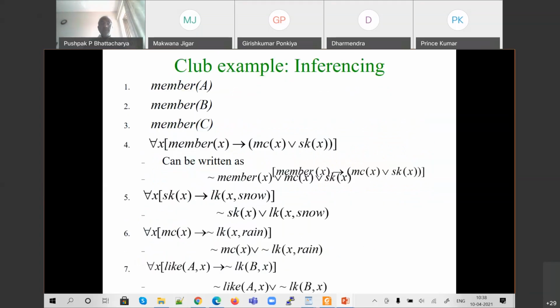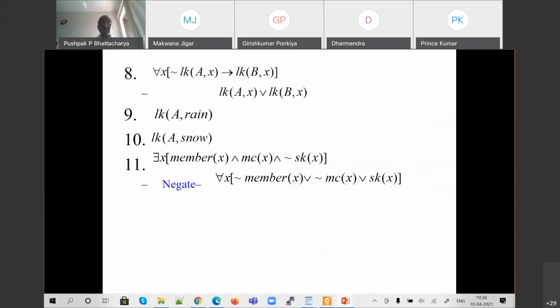So a goal is set, which is this: for all x, not member x, or not mountain climber x, or not skier x. This comes from negating the existential expression: there exists x, member x, and mountain climber x, and not skier x. If you negate this, the existential quantifier becomes universal by the law of predicate calculus. When negation moves inside, you apply De Morgan's law repeatedly, negate the literals, and turn AND into OR. And this is the expression you get.